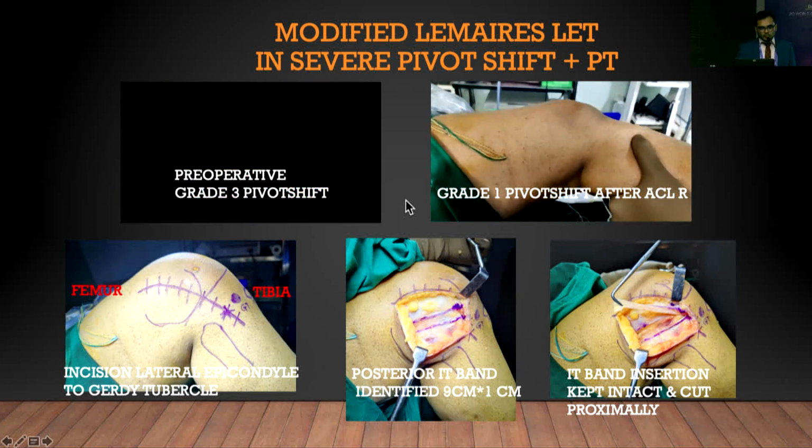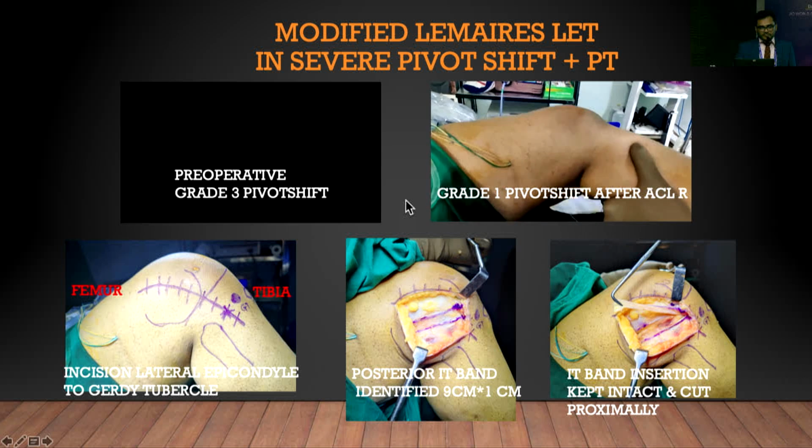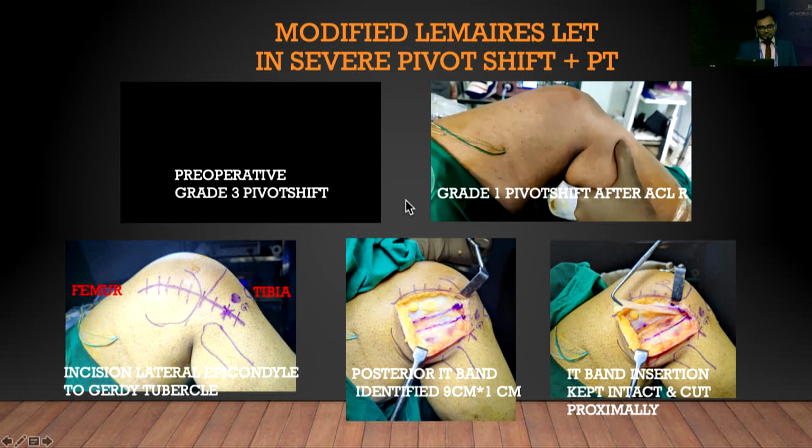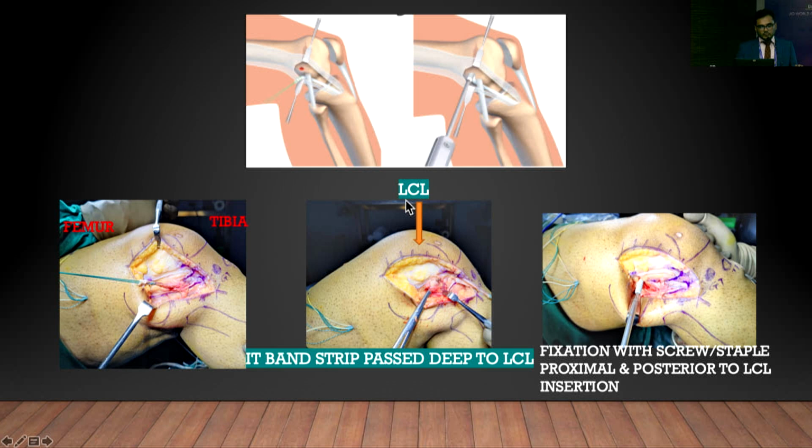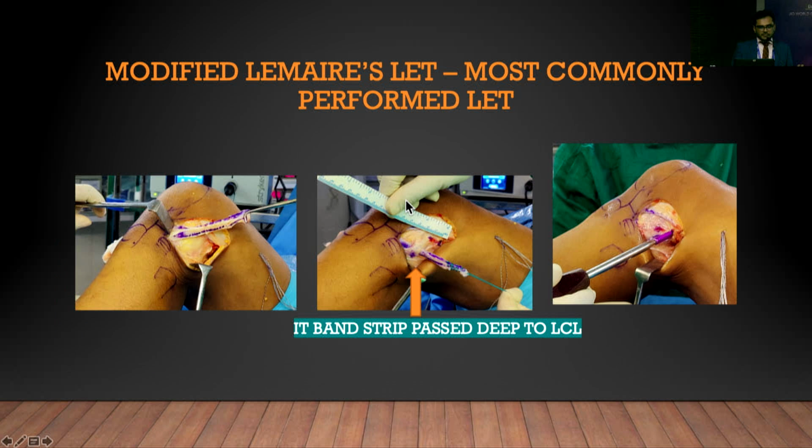So we plan to do our modified Lemaire's technique, and the incision is on the lateral side from the femur epicondyle to the Gerdy's tubercle. We expose the IT band and mark the posterior aspect of the IT band and split it from the proximal end, keeping the Gerdy's attachment at the Gerdy tubercle intact. We identify the LCL and pass the split IT band beneath the LCL and then attach it with a screw on the lateral side. You can also use a staple or an anchor.